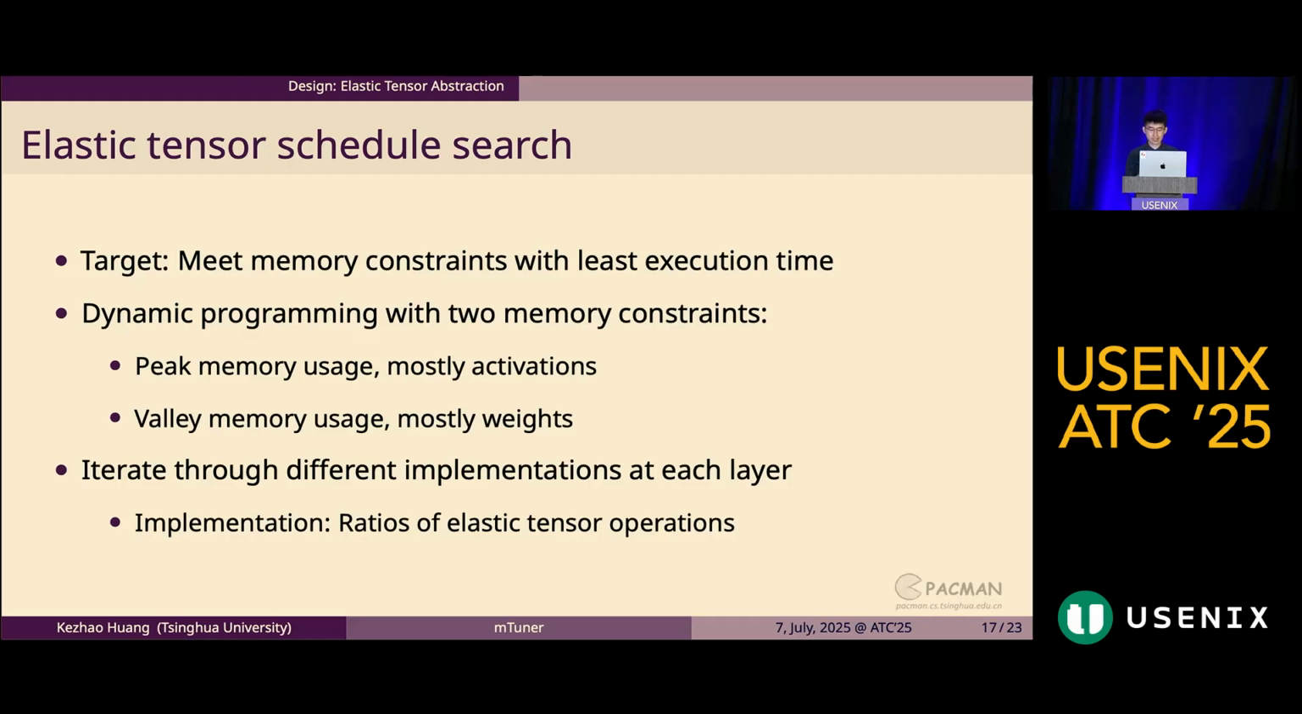To fully leverage Elastic Tensor, we design a schedule search algorithm that automatically finds the best plan for training. The goal is to meet the memory constraint with the least execution time. We model that as a dynamic programming problem, considering two constraints: peak memory usage, mostly from activations, and valid memory usage, mostly from weights. At each layer, the algorithm explores different implementations of Elastic Tensor operations, like when to gather, whether to discard, and so on. This lets mTuner dynamically tailor the ratio of Elastic Tensor operations based on both compute and memory conditions.